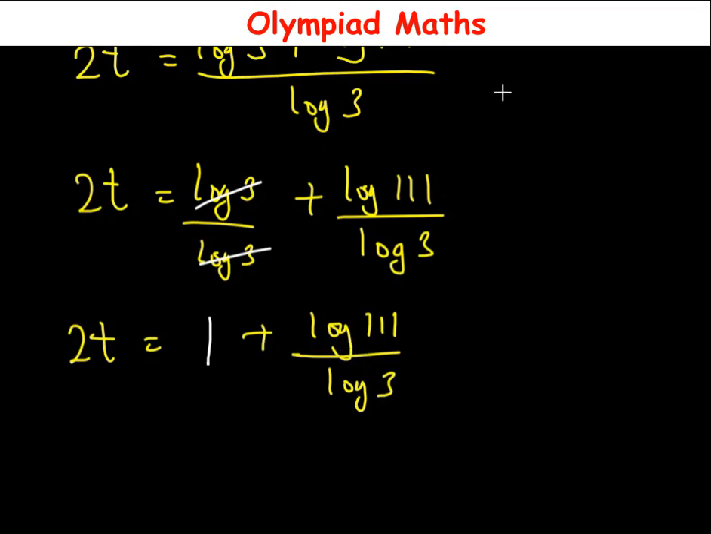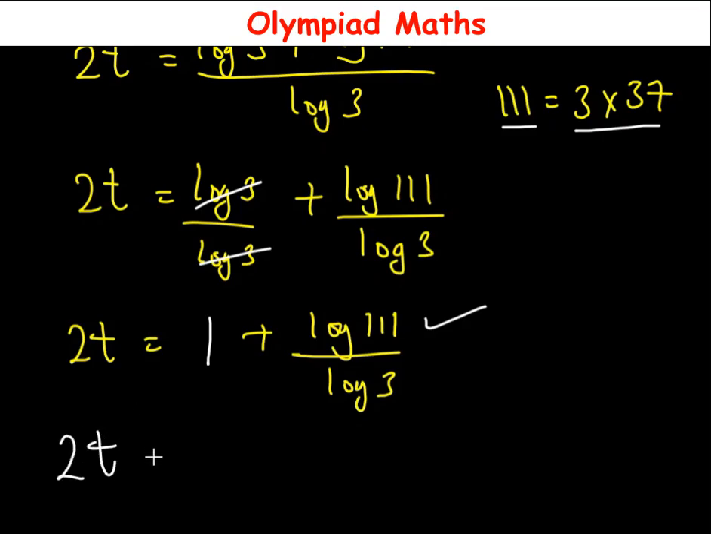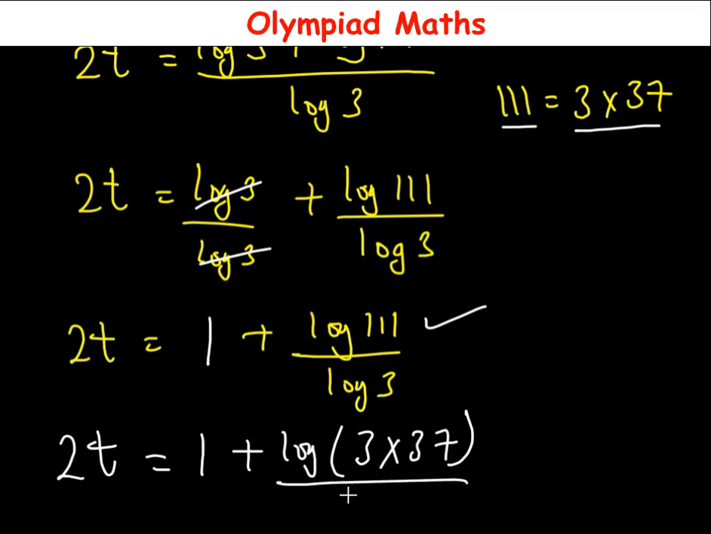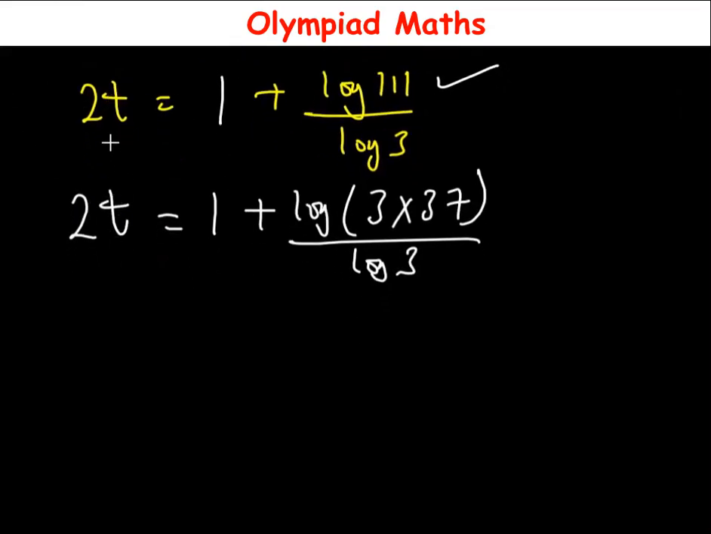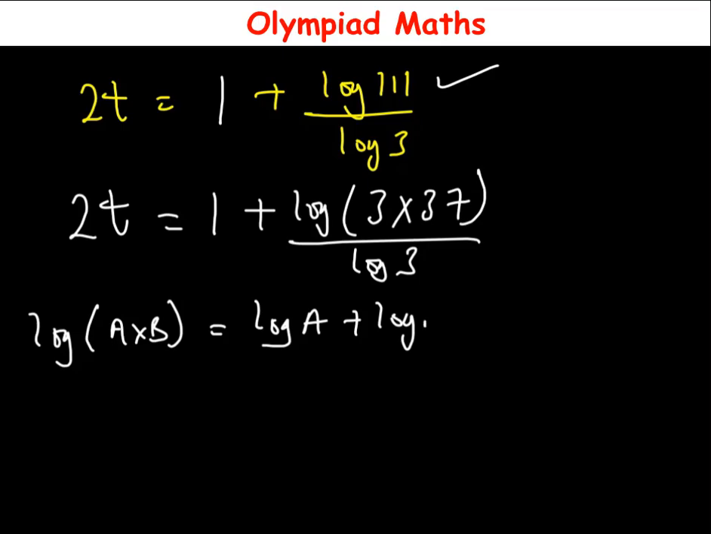With this, 111 is equal to 3 times 37. So in place of 111, we can bring in 3 times 37. So 2t is equal to 1 plus log, in brackets, 3 times 37, all over log 3. So solving this, there is a rule that we're going to apply, that if you have logarithm of, in brackets, a times b, this equals logarithm of a plus log b.